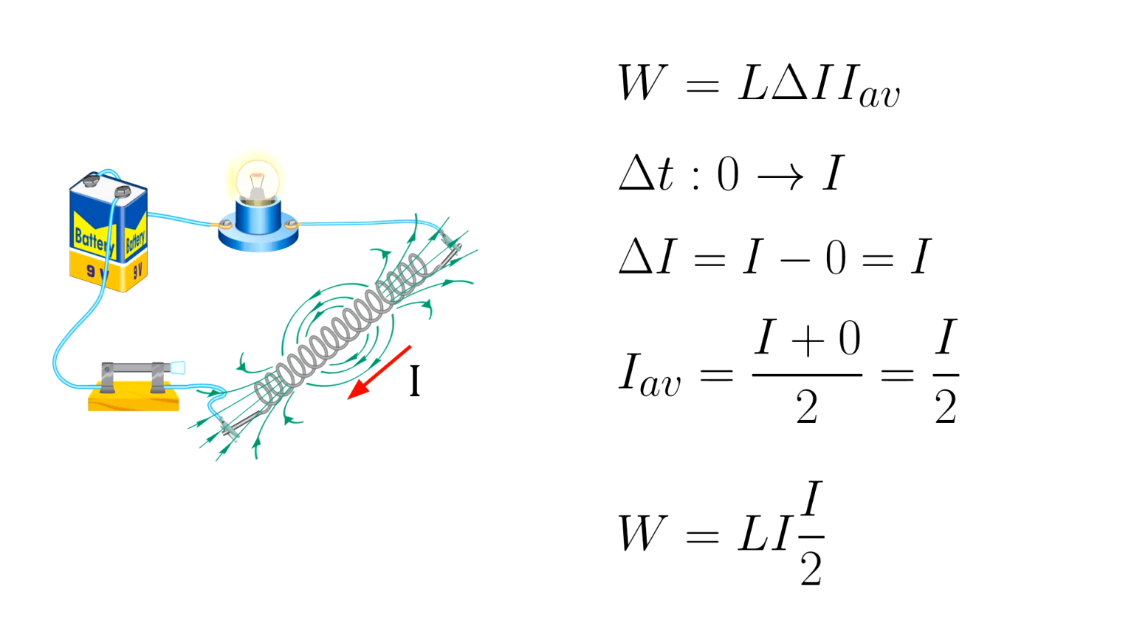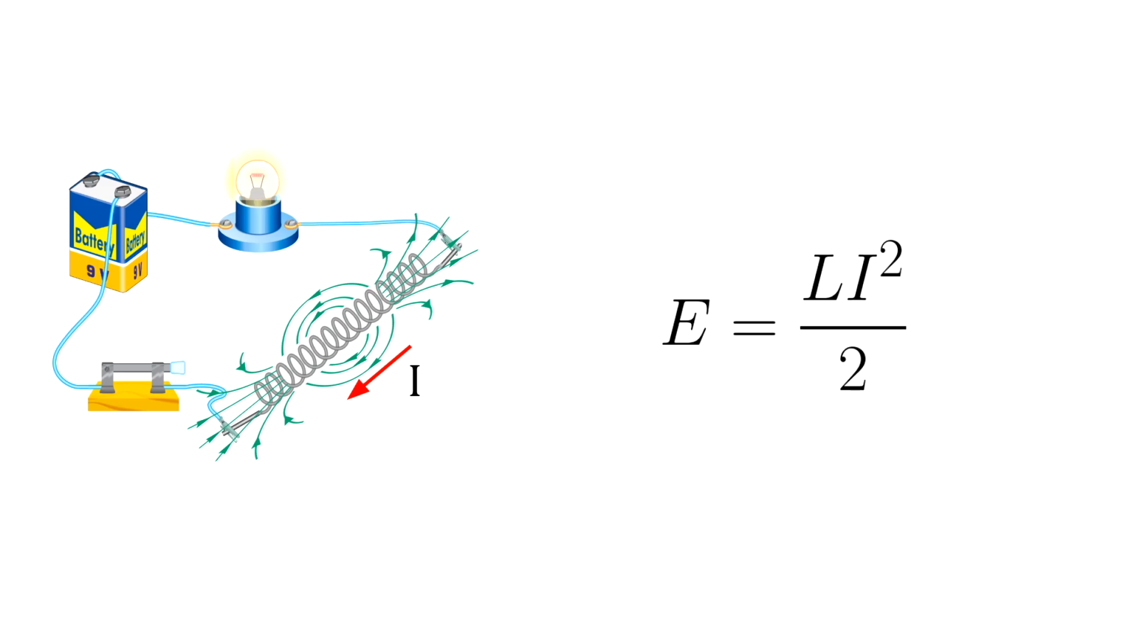Work is equal to L times I instead of delta I, and times I over 2 instead of I average. And we have L times I squared over 2. So this work will be transformed and stored in the magnetic field of an inductor. Well, then we can say that the energy stored in an inductor at any instant of time is L times I squared over 2. This is the energy stored in an inductor.